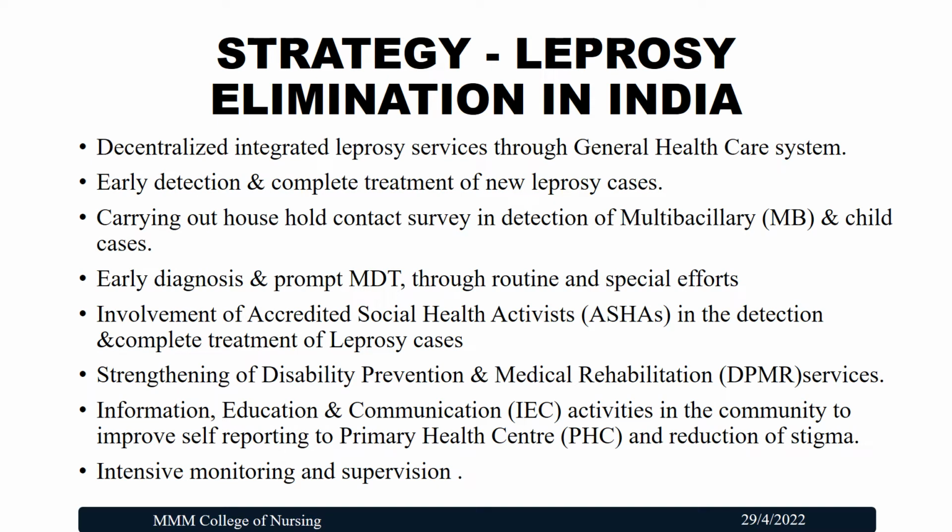Coming to the strategy for leprosy elimination in India: decentralized integrated leprosy service through general healthcare system, early detection and complete treatment of new leprosy cases, carrying out household contact survey in detection of multibacillary and child cases, early diagnosis and prompt multi-drug treatment through routine and special efforts, involvement of accredited social health activists in the detection and complete treatment of leprosy cases, strengthening of disability prevention and medical rehabilitation services, information, education, communication activities in the community to improve self-reporting to primary health center and reduction of stigma, intensive monitoring and supervision.